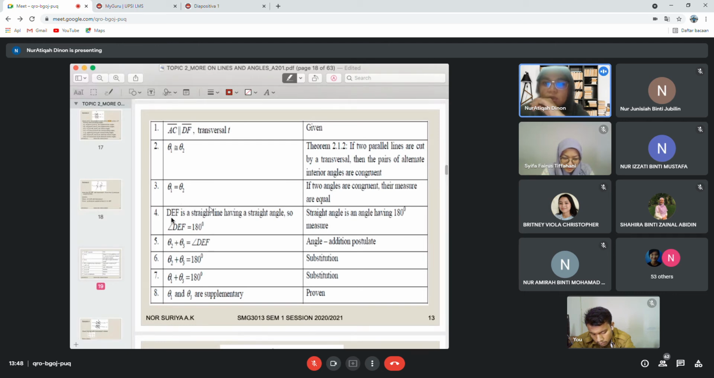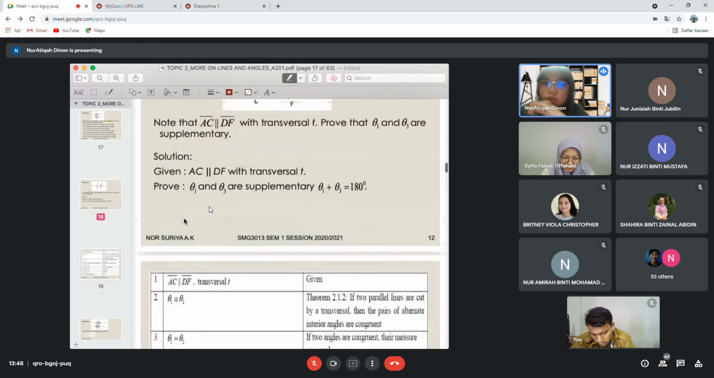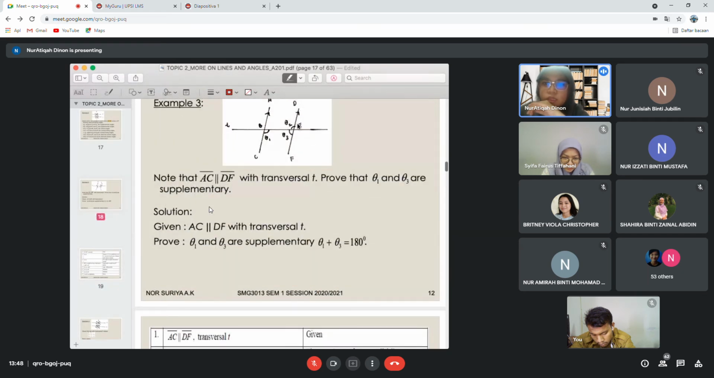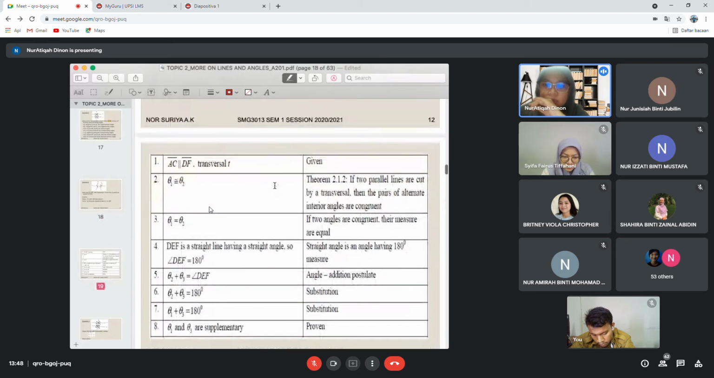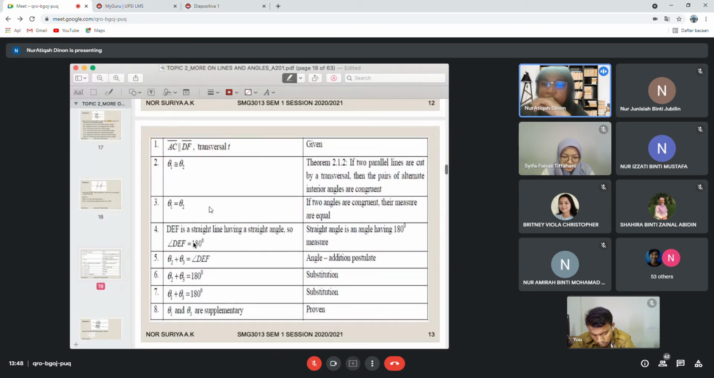And then we know that DEF is a straight line. Where is DEF? Right here. DEF is a straight line having a straight angle. So DEF is 180 degrees. So the reason is a straight angle is an angle having 180 degrees measure. And then we know that using the angle addition postulate, theta 2 plus theta 3 equals 180 degrees. And then we use substitution. We substitute DEF equals 180 degrees here.